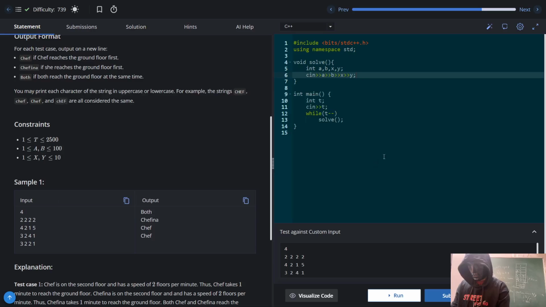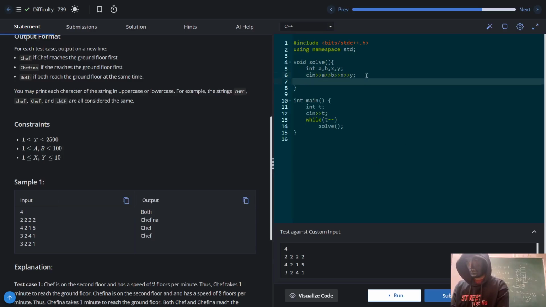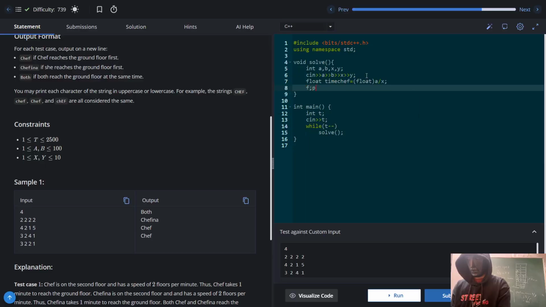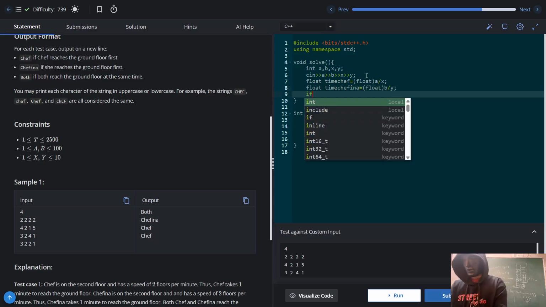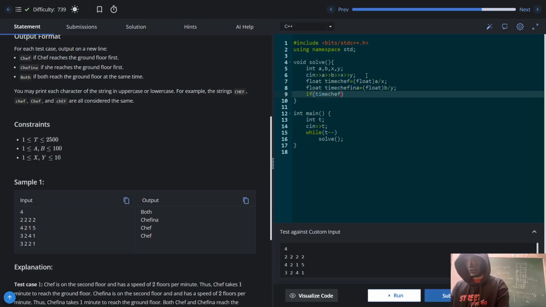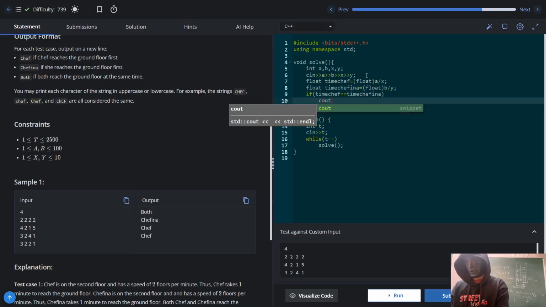So let me take you here. Float time: Chef's time is basically a, I'll typecast a to float, a by x, and Chefina's time is b by y. We'll have to compare if time of Chef is equal to time of Chefina, so both of them are reaching at the same time. Then we'll have to output both.